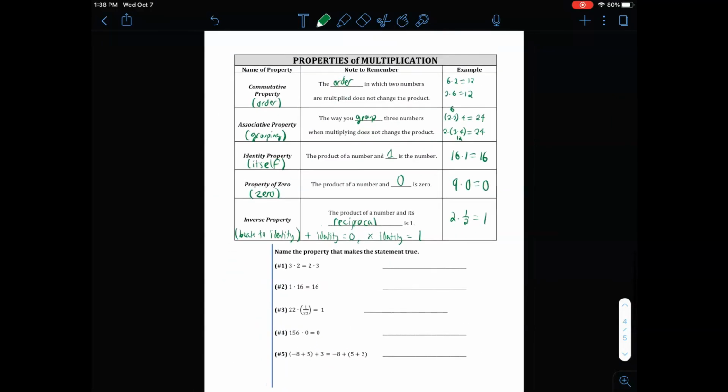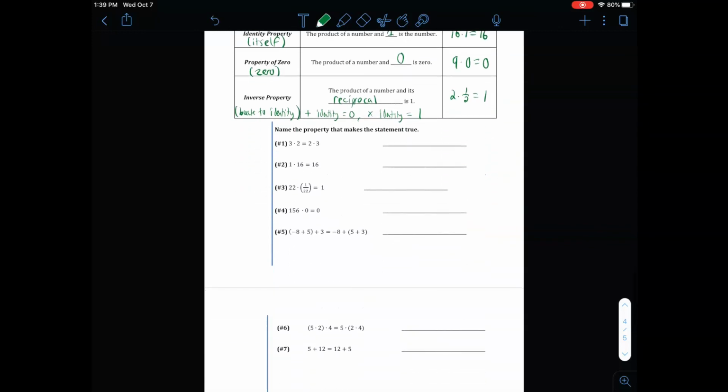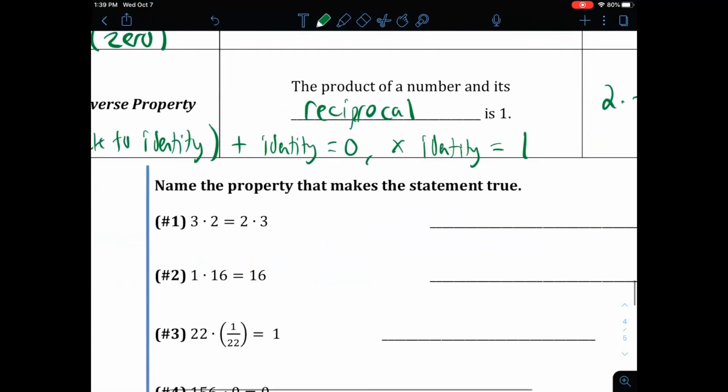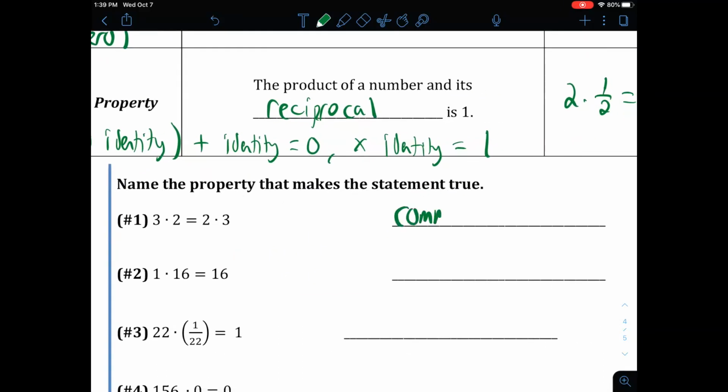All right, then we have these problems here. You want to put down, if it's a commutative property of multiplication, you're going to put that down. If it's the property of 0, you're going to put that down. If it's the inverse property of addition or multiplication, you're going to put that down. So it's not just the property anymore, it's the property and whether it's addition or multiplication. Go ahead and give these last few a try here. All right, let's go through them. We have 3 times 2 equals 2 times 3. Looks like we changed the order, which means it's going to be the commutative property of multiplication because we're multiplying.